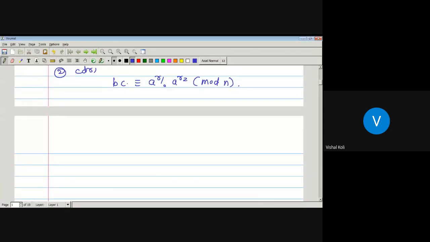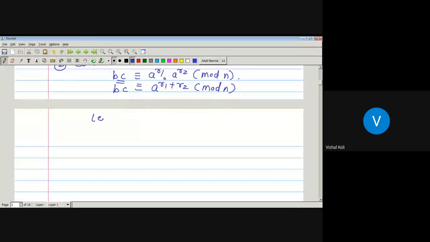Okay, since r1 and r2 are the indexes of b and c, therefore over modulo n, a to the power r1 is congruent to b modulo n, and a to the power r2 is congruent to c modulo n. Then the value of b and c over modulo n is nothing but a to the power r1 and a to the power r2 respectively. Therefore this can be written as a to the power r1 into a to the power r2, which is nothing but a to the power r1 plus r2 modulo n. Okay, so here we get b into c is nothing but a to the power r1 plus r2 modulo n.